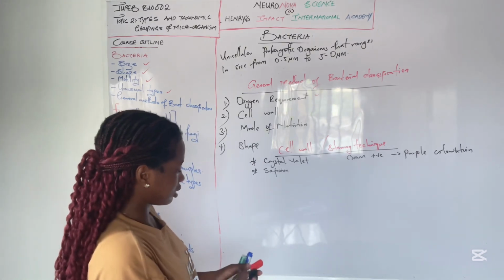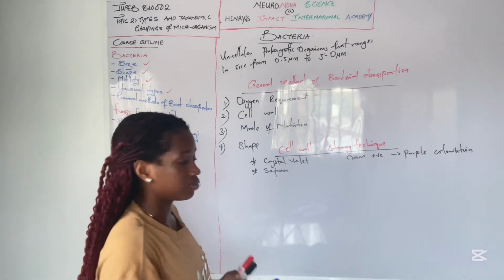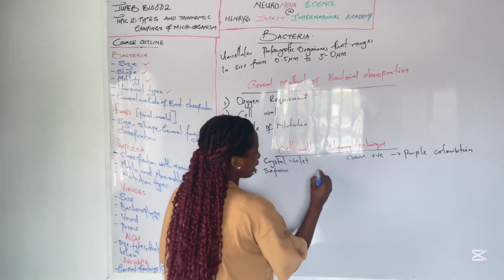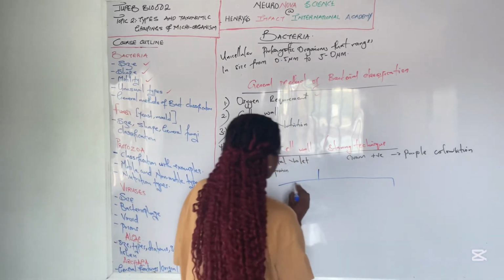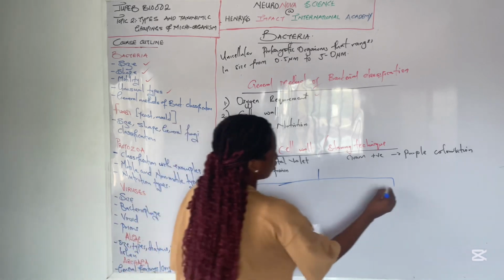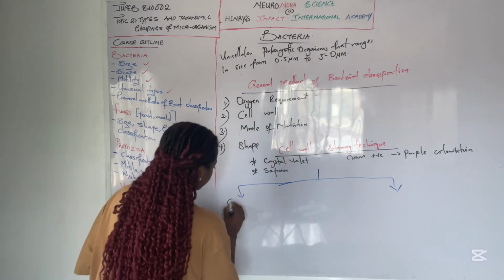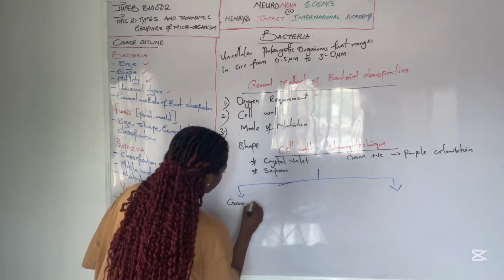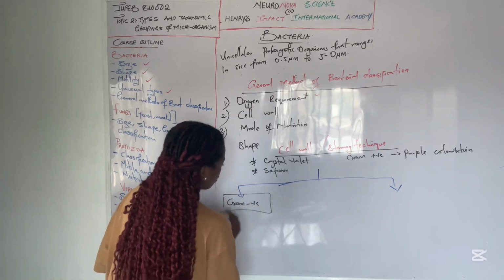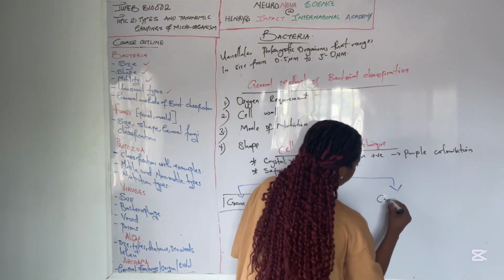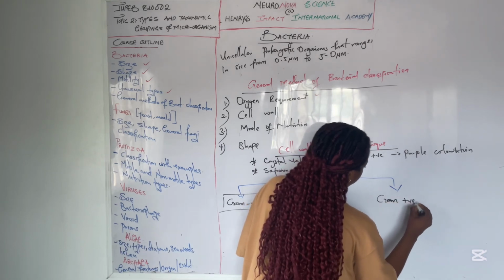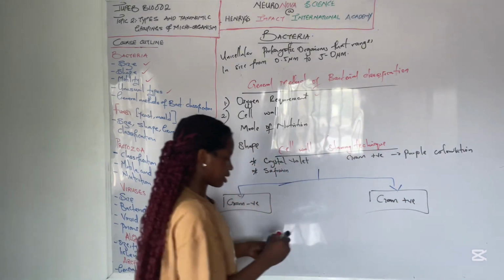Now you need to know that the classification of bacteria based on cell wall is divided into two. Like I said, we have two classifications based on cell wall, which are the gram-negative and your gram-positive bacteria. So what are gram-negative bacteria?